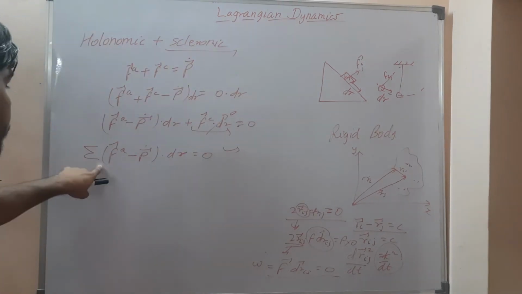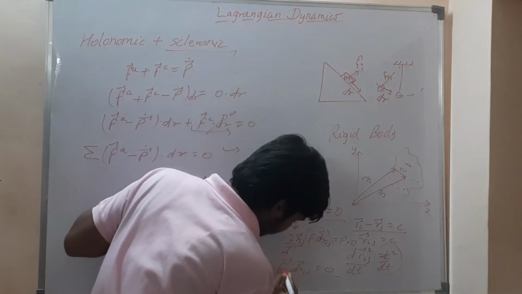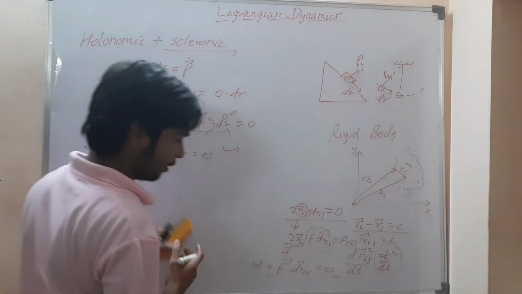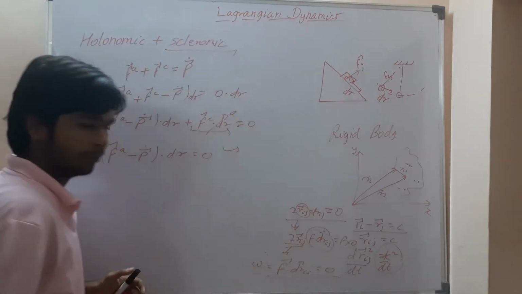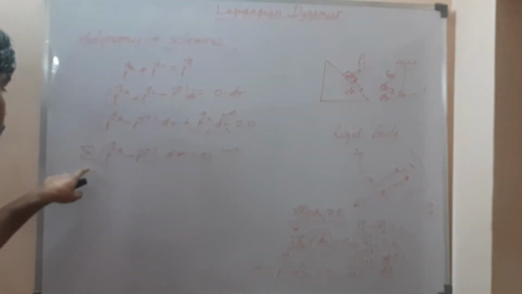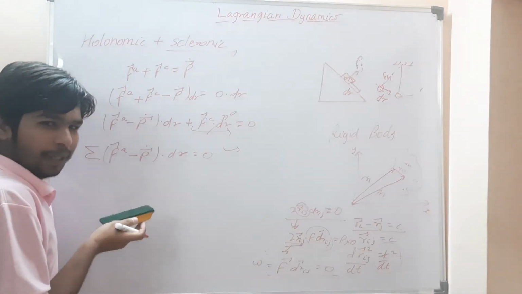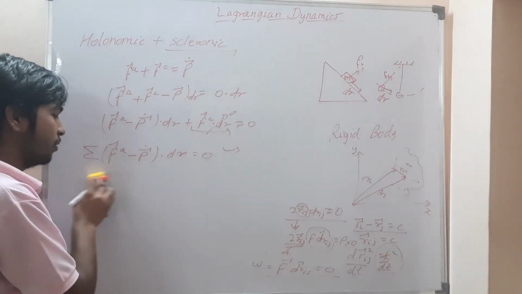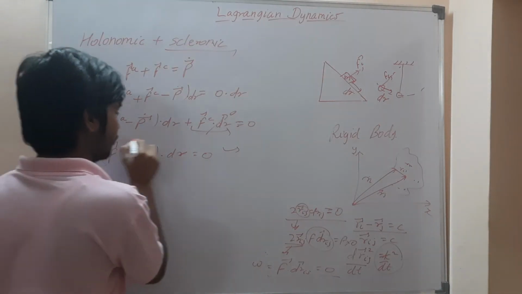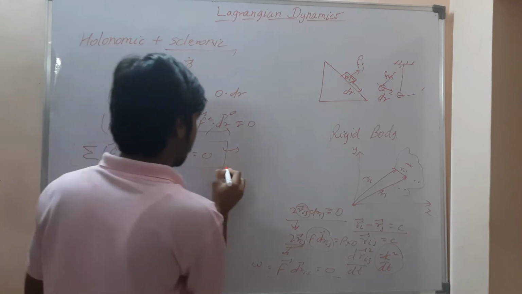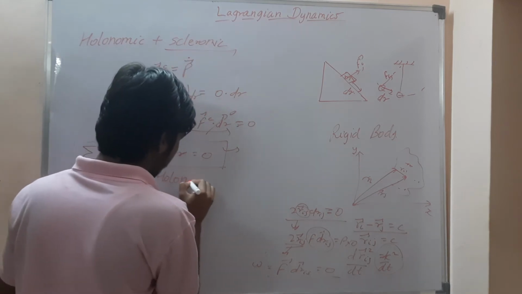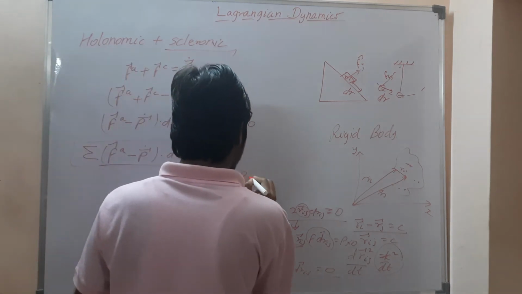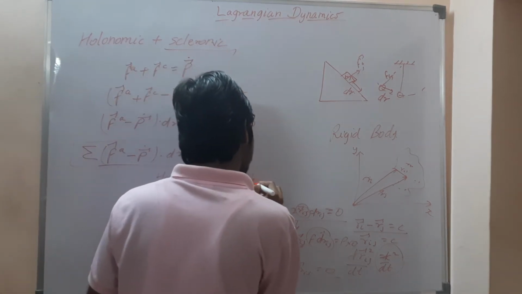So using this we can directly remove, if I take the dot product with dr here, the term of force of constraint. So it will be easy for us to solve that equation. Now this equation we got from holonomic and scleronomic constraints.